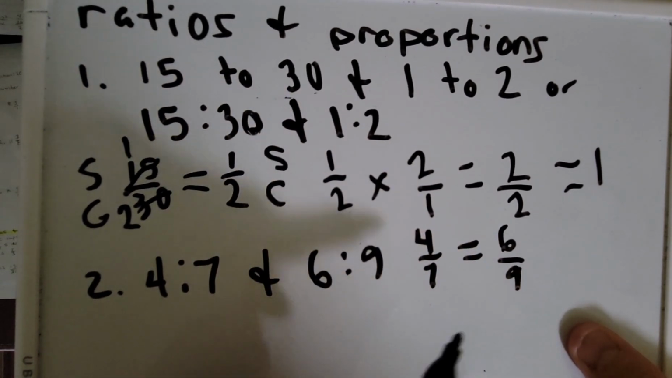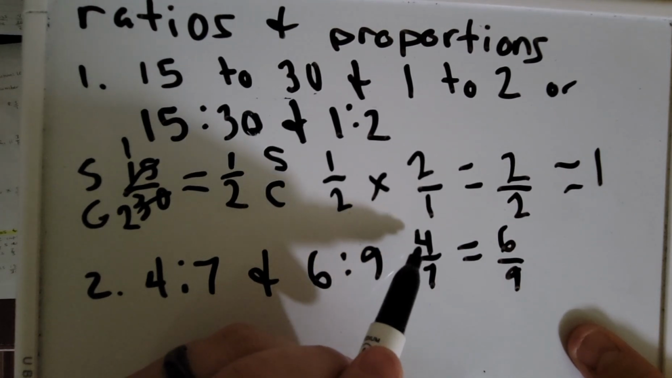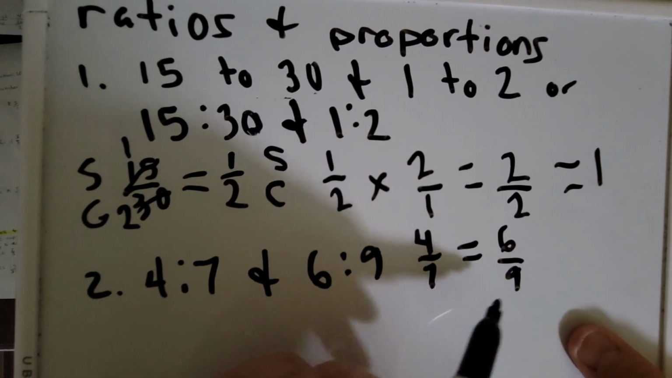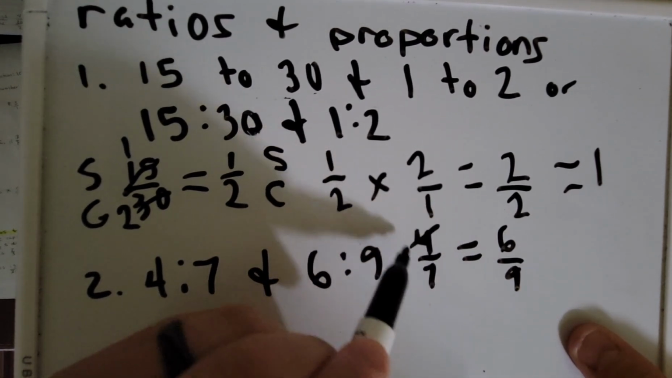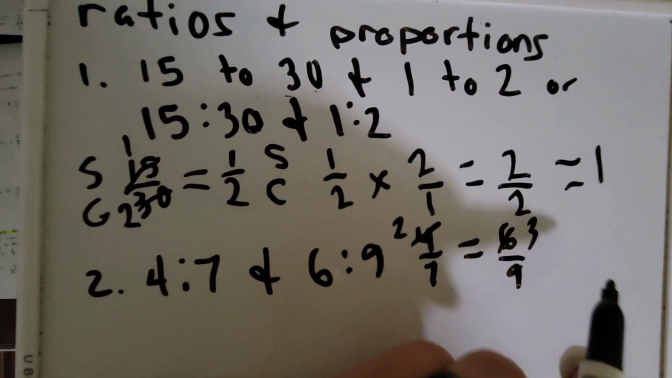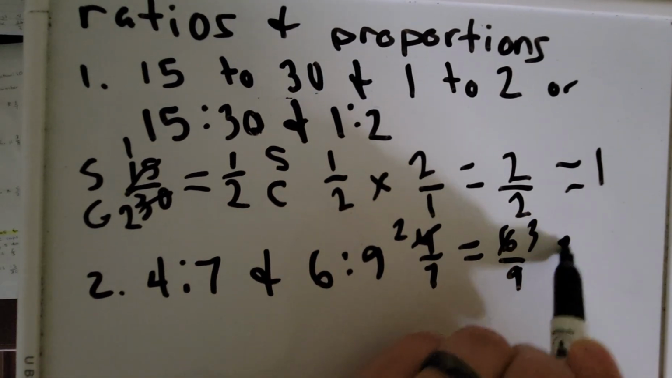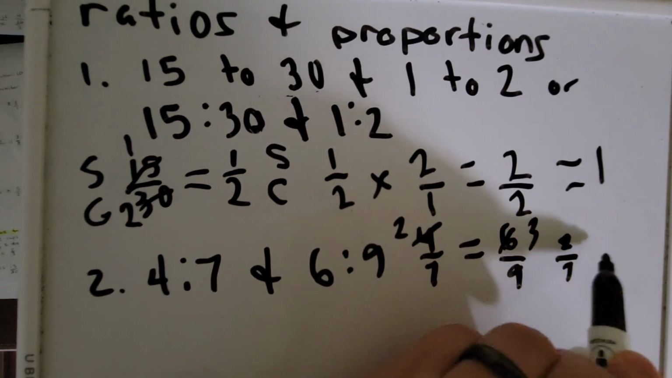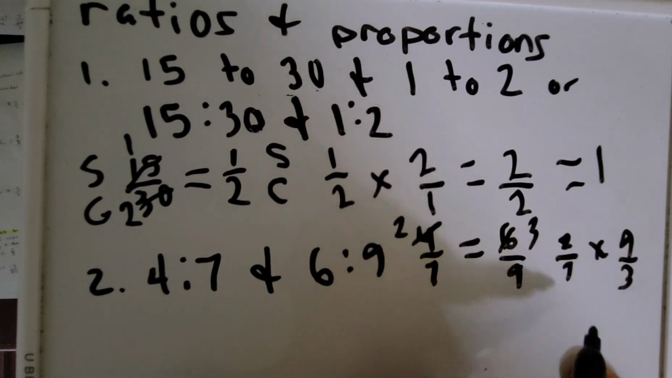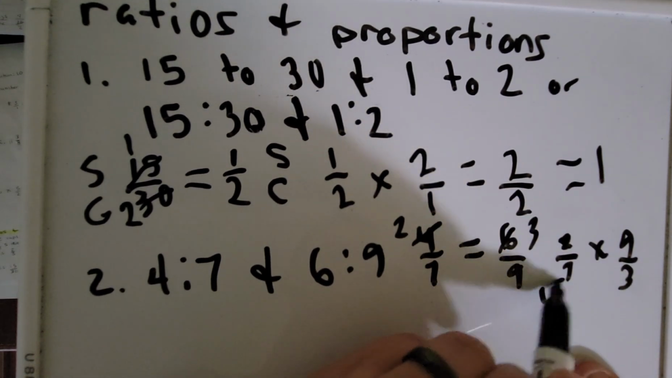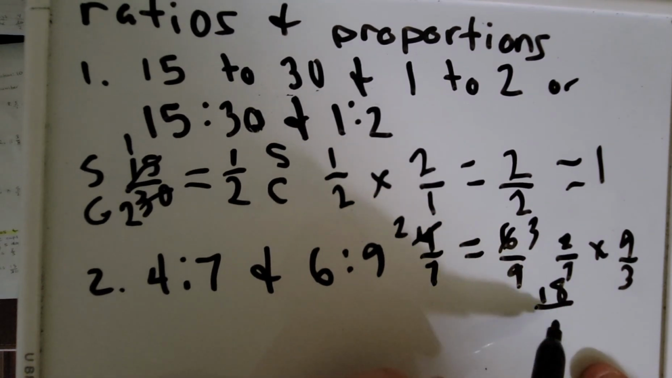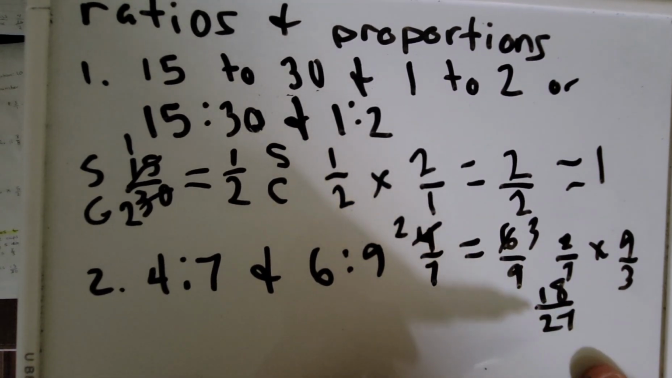Now going through reduction, like I said, we can either do vertical or horizontal, right? So these can't be simplified, right? But these can. This can become 2. This can become 3. Keep, change, flip. That's going to be 2 over 7 multiplied by 9 over 3, right? 2 times 9, that equals 18. 9 times 3, that equals 27, right?